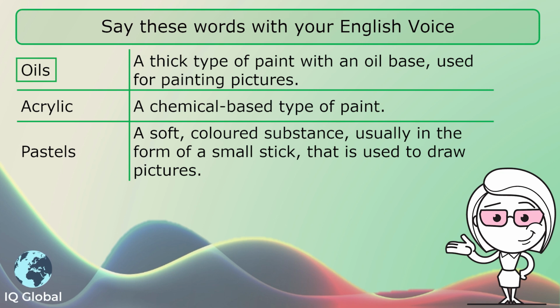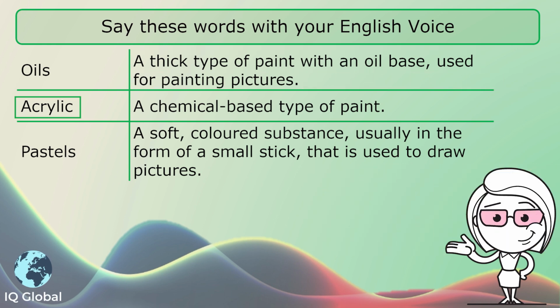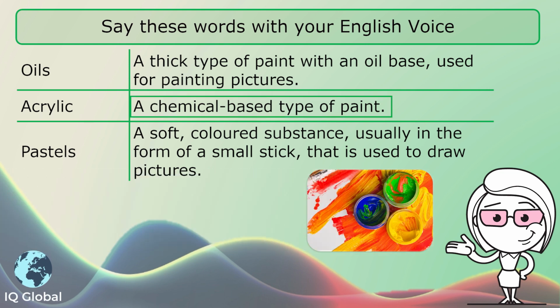Oils. Oils. This is a thick type of paint with an oil base, used for painting pictures. Acrylic. Acrylic. This is a chemical-based type of paint.